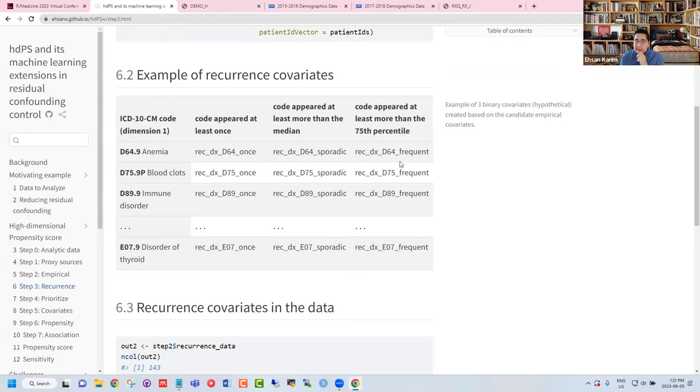But there is a catch. It is not directly three times, because sometimes the once, the median, or the frequent and sporadic codes are exactly identical because of how they have occurred.